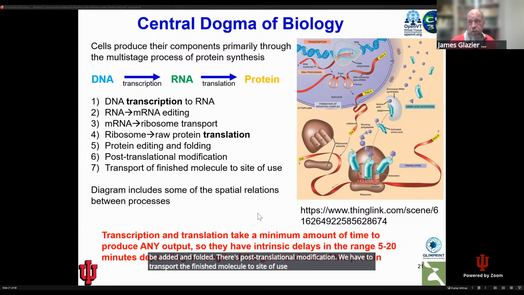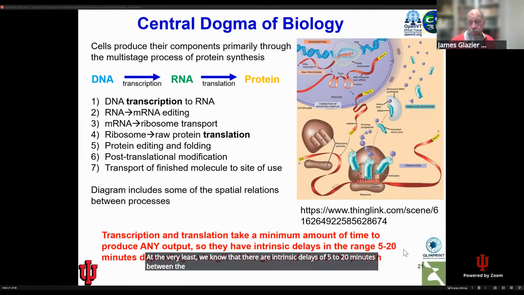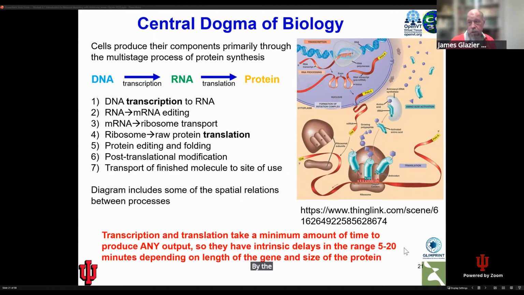Most models of gene regulation ignore all of that, and they say that if you turn the gene on, you get the protein. At the very least, we know that there are intrinsic delays of 5 to 20 minutes between the time a gene is turned on and the time you get any protein at all. And so that has to be taken into account, or should be taken into account.